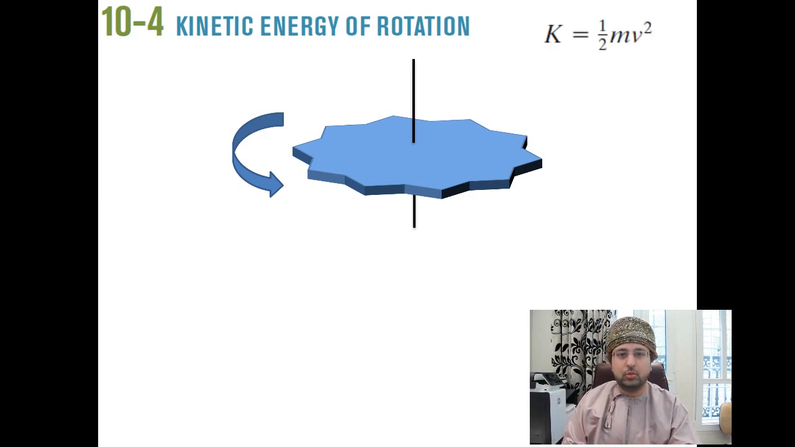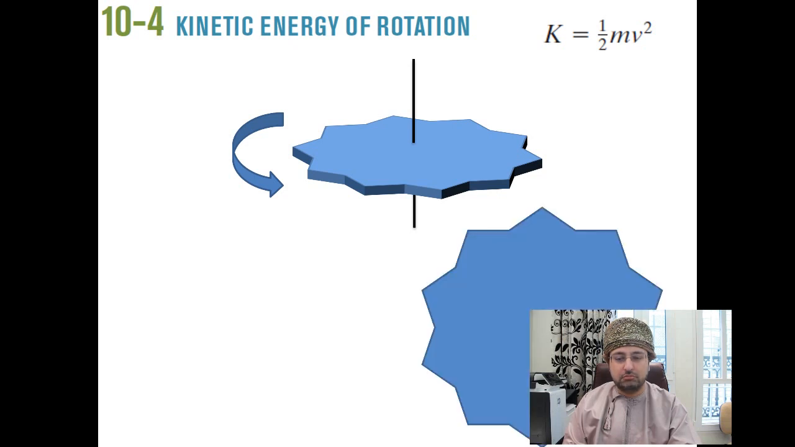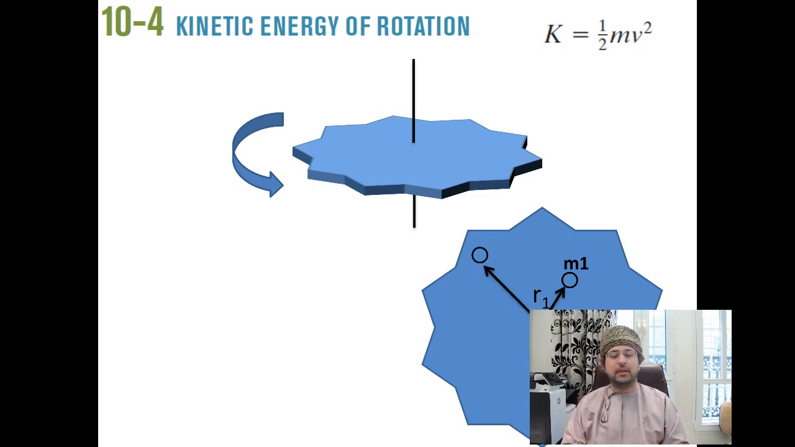Now, for a translational object or translational movement, we said that the kinetic energy is K equals half mv squared. Very well. Now let's try to do that for a rotating object. Here's our object looked at from above. Here's our center. And I'm going to take a random point at a distance r1 and its tiny mass is m1. But then I can take another distance, r2, m2, r3, m3, r4, m4.